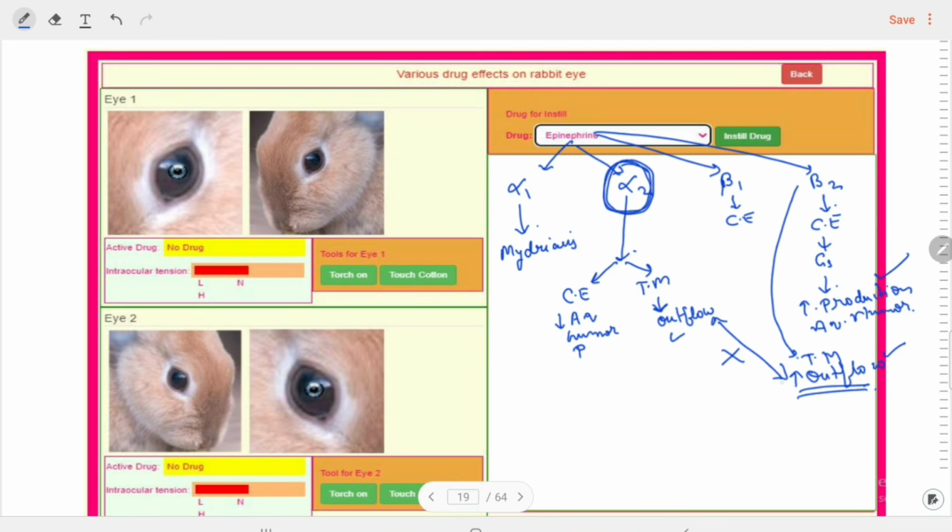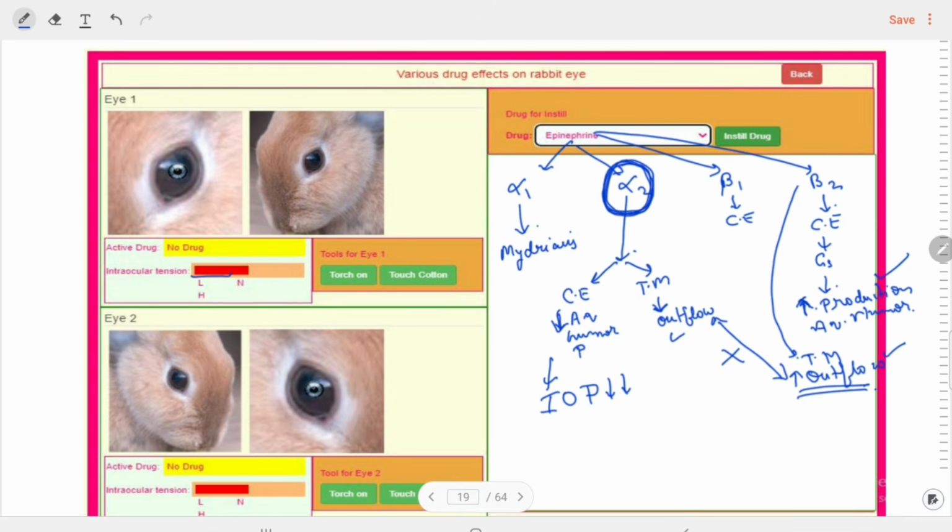This mechanism will be nullified, and here beta 2 will cause the increase in production of the aqueous humor, but not so much. The action of the alpha 2 predominates after giving the epinephrine, and because the alpha 2 causes the decrease in the aqueous humor production, it will lead to a decrease in the intraocular pressure. So this intraocular tension will be decreased.